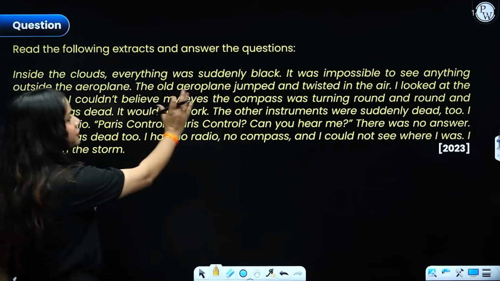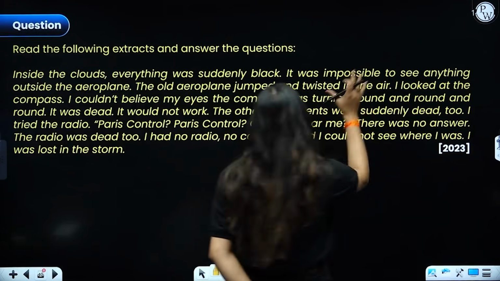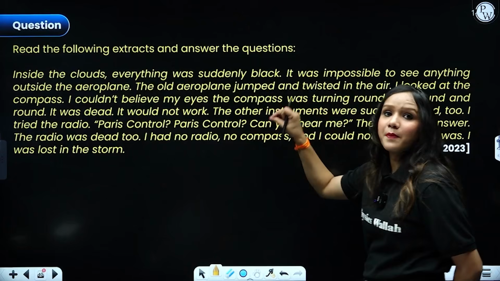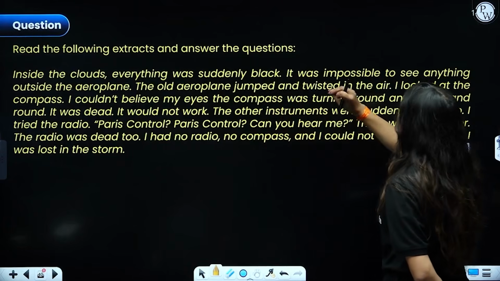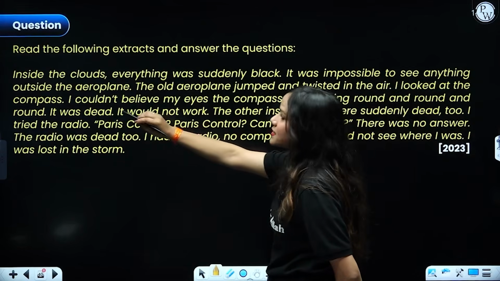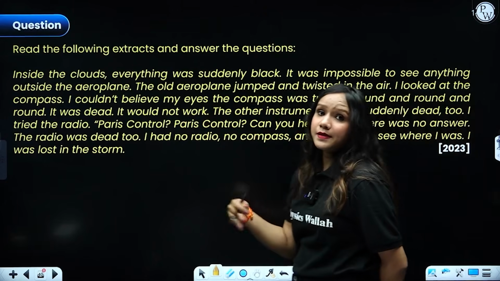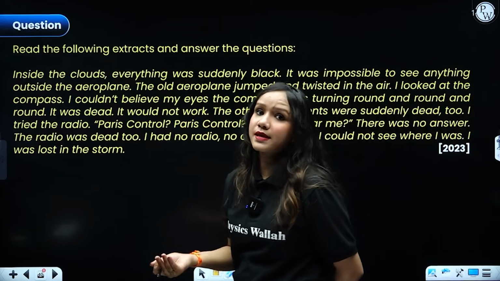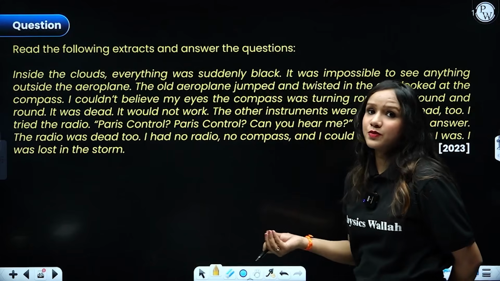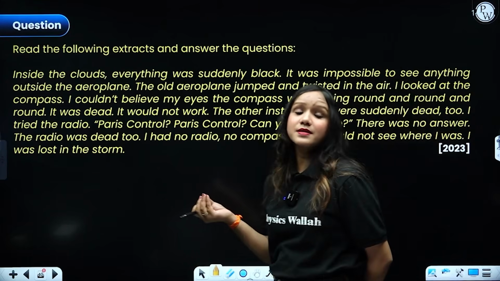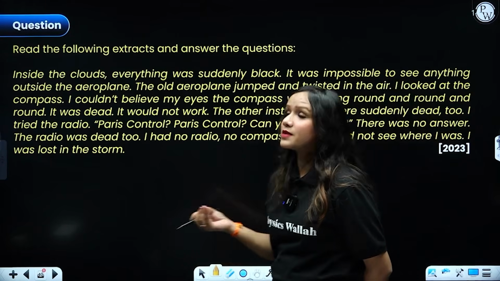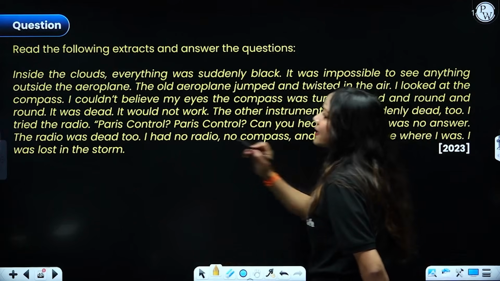Inside the clouds, everything was suddenly black. This extract has been taken from your textbook. It was impossible to see anything else outside the aeroplane. The whole plane jumped and twisted. What did I just tell you? It started jumping and twisting in the air just because nothing was visible, and this darkness had already dampened visibility, right? So I looked at the compass.